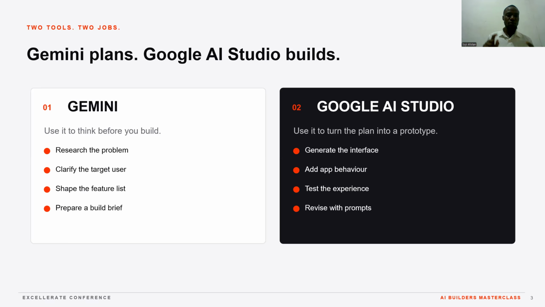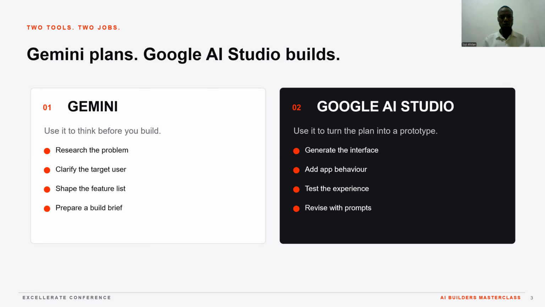So with Gemini, we're going to research the problem, clarify the target, shape the feature list, the things we want to be in that product, the features of that product, and then we prepare a build brief, or what we call a project plan, or a summary of the project, or a master document of that product.